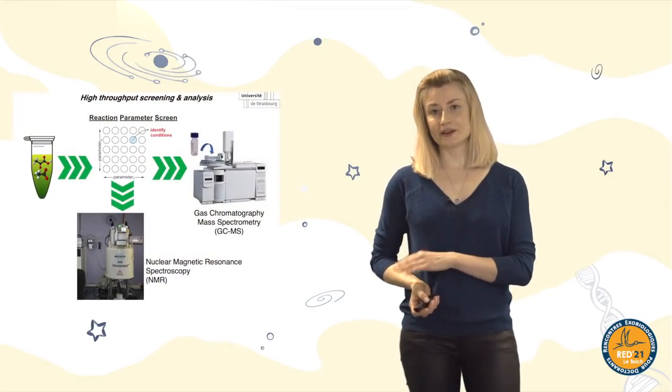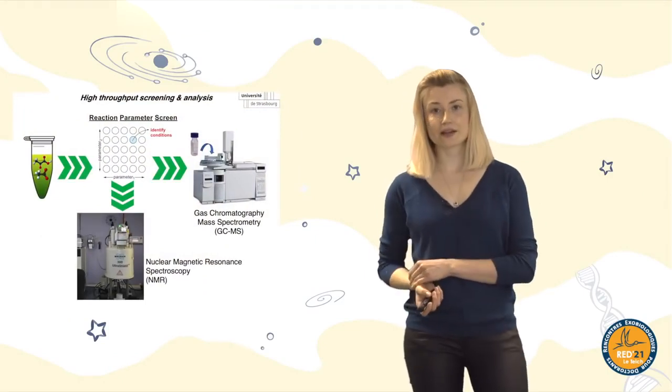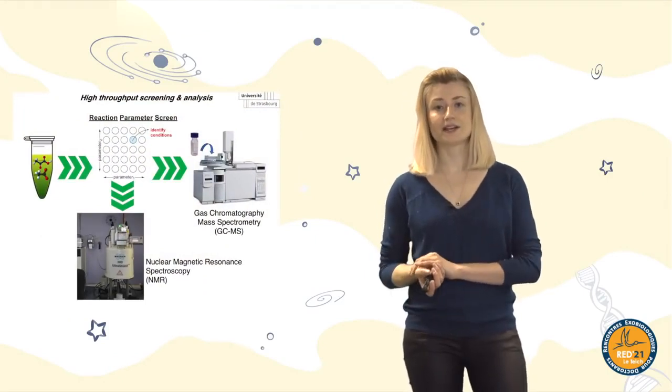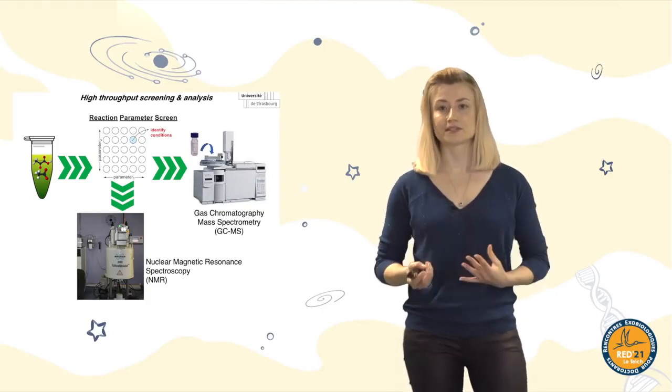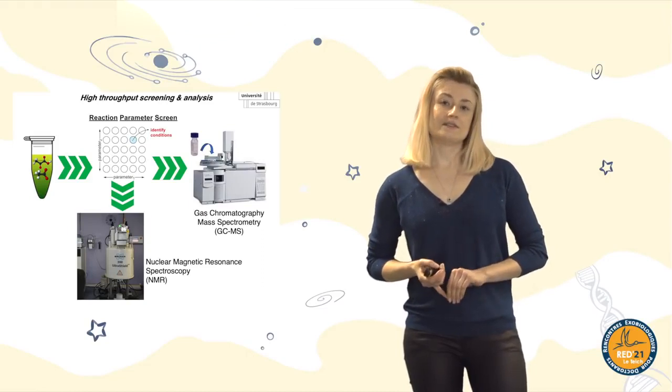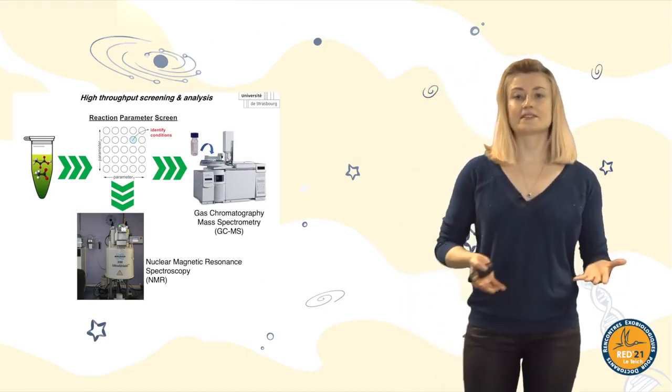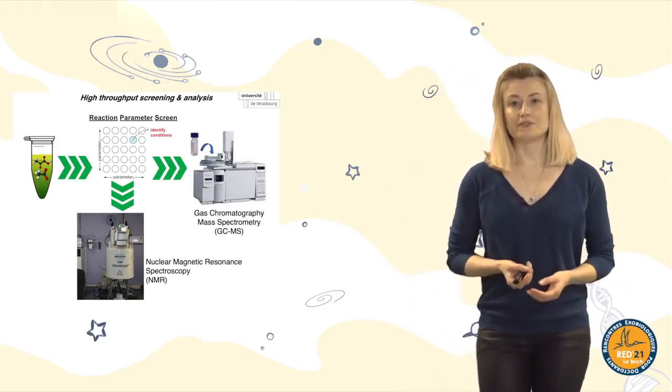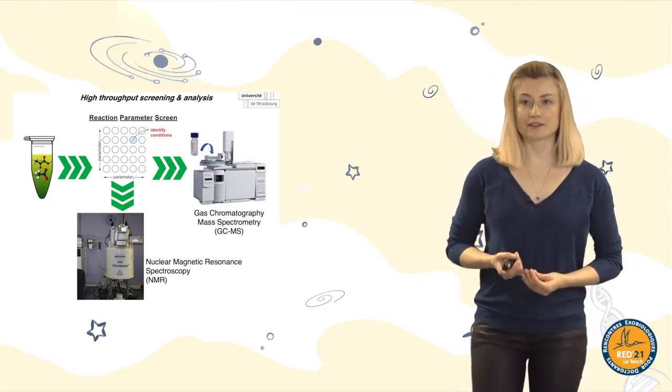So two major ways to analyze these reactions in particular is the GCMS, so gas chromatography coupled to mass spectrometry, and also NMR, which is a standard chemical method for analyzing chemical reactions.